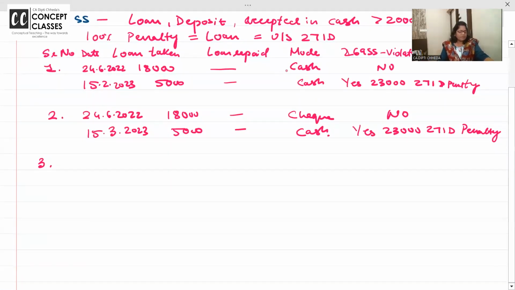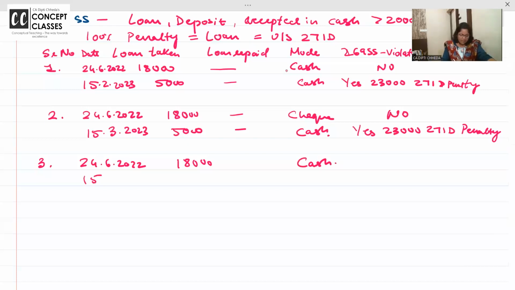ठीक है. Third one. 24th June 2022, you have taken the cash. Loan लिए 18,000 cash में. 15th of July 2022, 18,000 repaid in cash. Is there a violation? No. 18,000 लिए और रीपे किए.